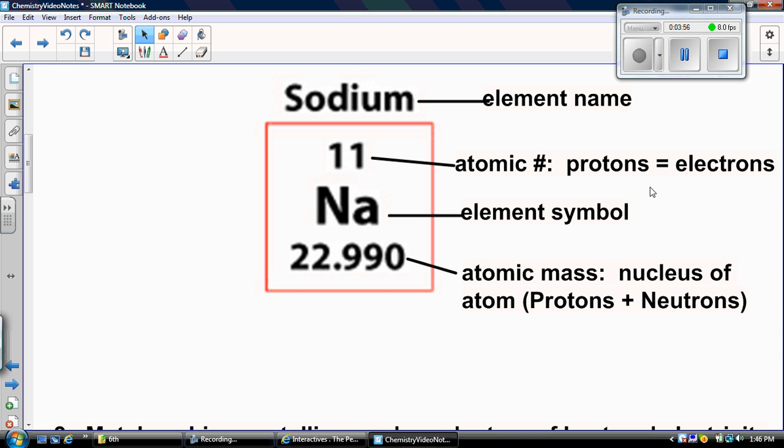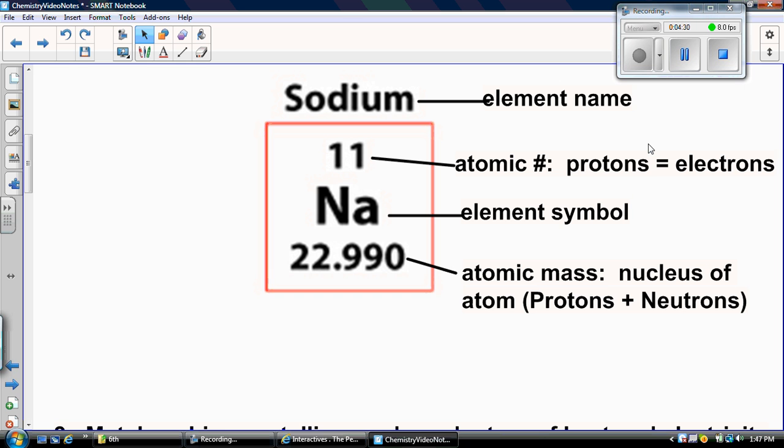Now, if you know the number of protons, you also know the number of electrons. Remember from that web quest you did on atoms? You should have read about how the positive charges, protons, must equal the negative charges, electrons, for an atom to be stable. In order for an atom to be stable, it has to have no charge. So the number of protons and electrons have to equal each other. Positive and negative charges have to equal each other in order for an atom to exist. So this number also tells you the number of electrons.